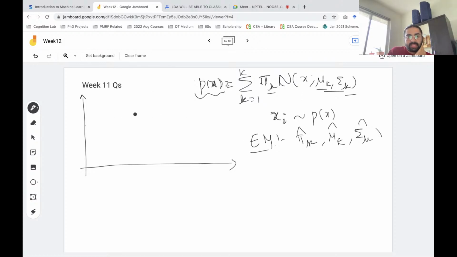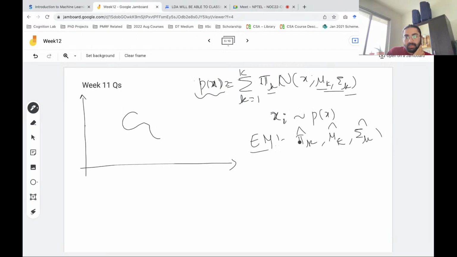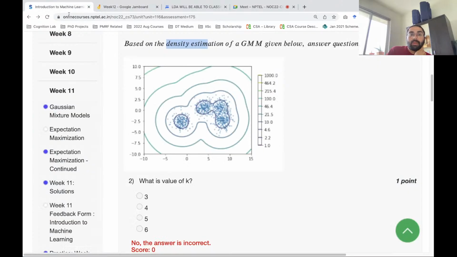So if I want to draw a contour in this format, all the points on this line have some probability, p of x equal to some number, and all the points on this other contour have the probability equal to some other number, and so on. So the idea of density estimation is estimating these parameters mu k, pi k, and sigma k. Sir, the x and y axes are two attributes here? Yes, correct. The two attributes.